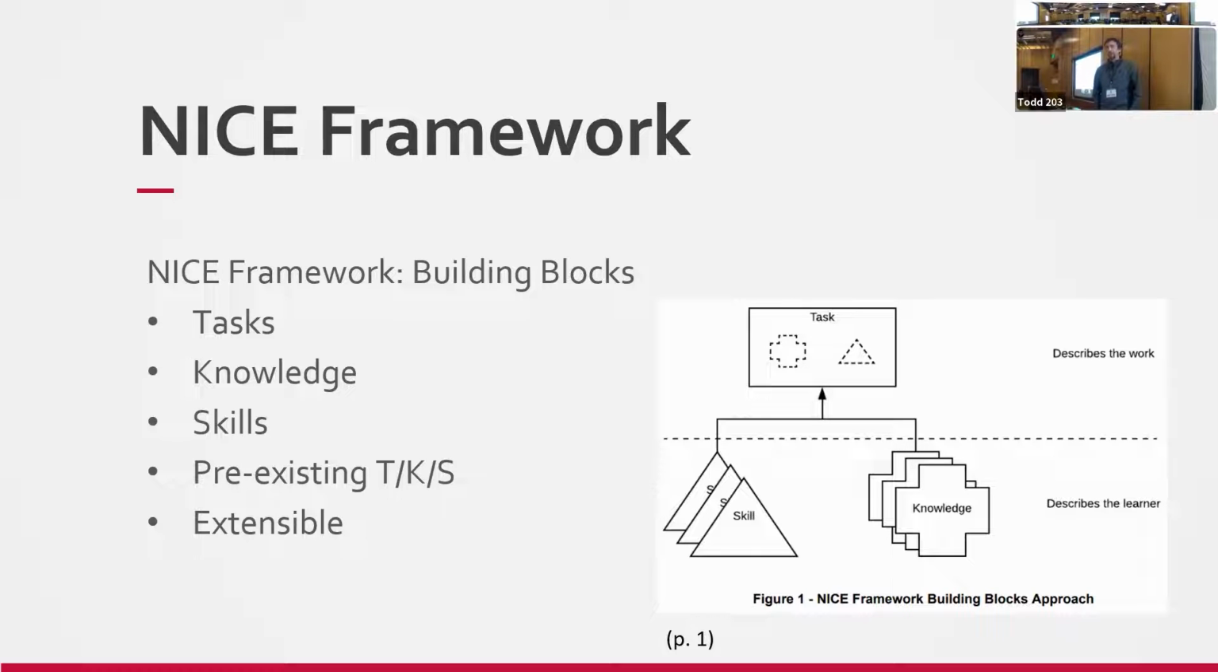So the way the NICE framework organizes things is into building blocks called tasks, knowledge, and skills. The tasks are going to describe work that is associated with a job role that needs to be able to be done to perform that role. And then the knowledge and skills are going to refer to the learner or worker, what they need to know or be able to do in order to perform that job role related task.